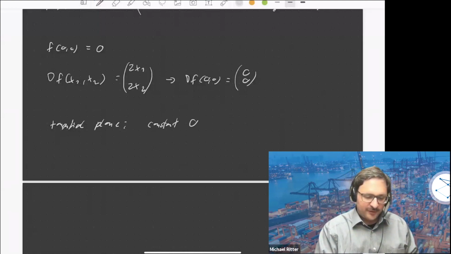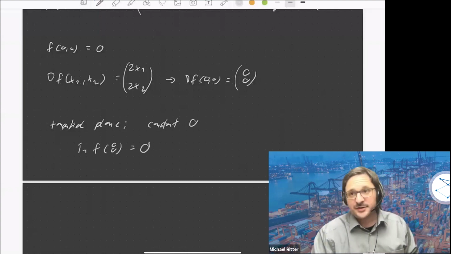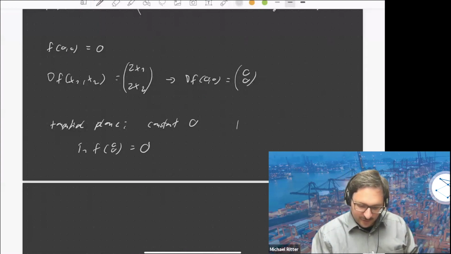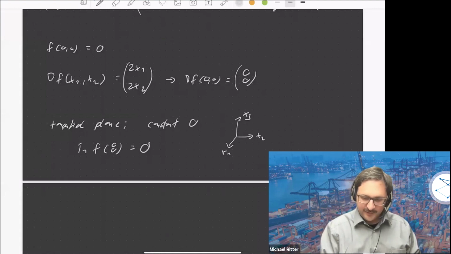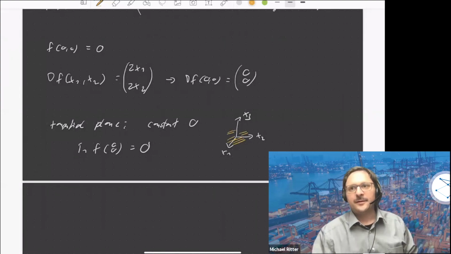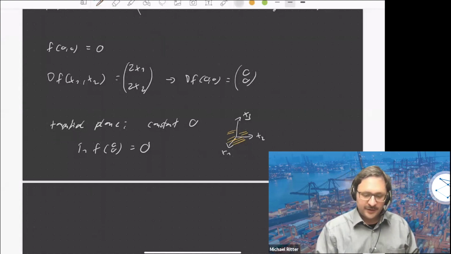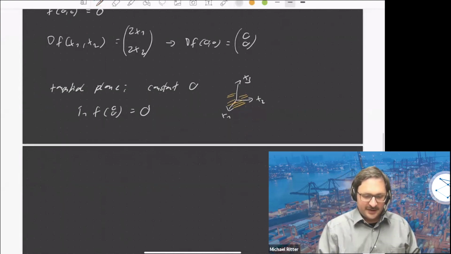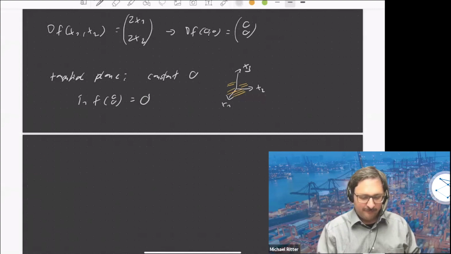So this Taylor approximation T1 of f at the point (0, 0) is just 0, meaning if I draw this like this, we have x1 here, x2 here, x3 here, then this tangential plane is simply this x1, x2 plane here. So that's what happens here.